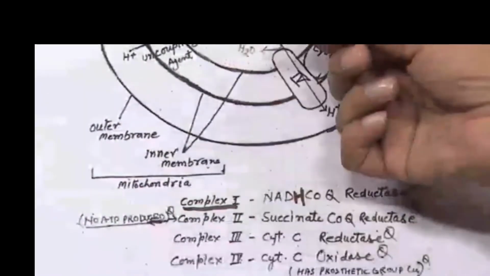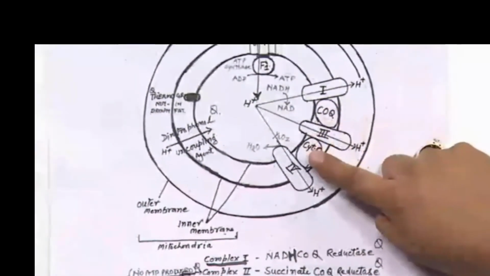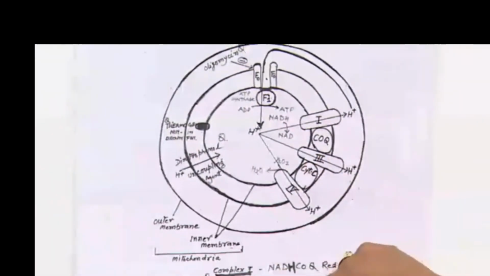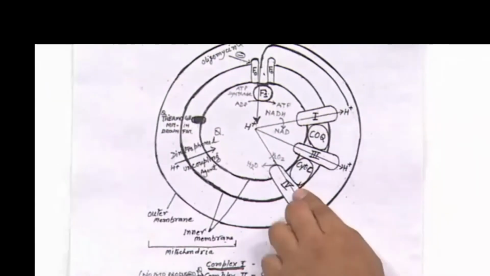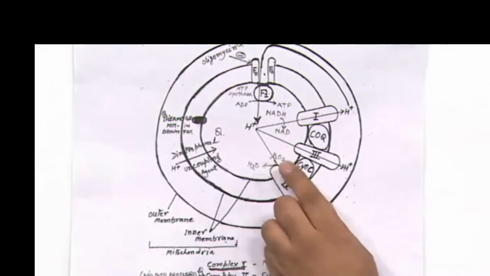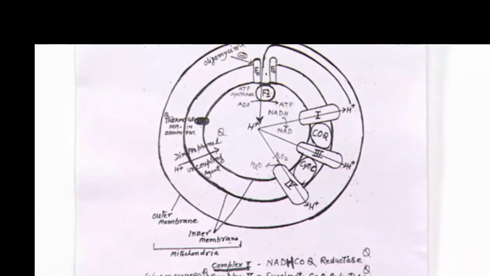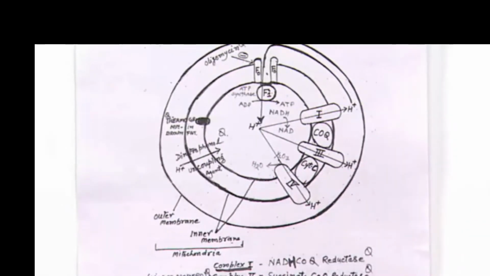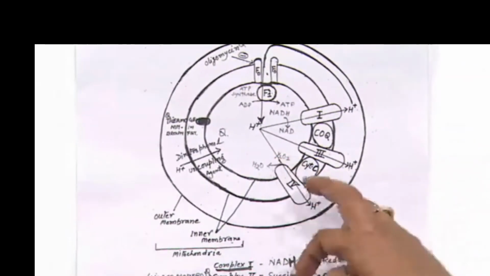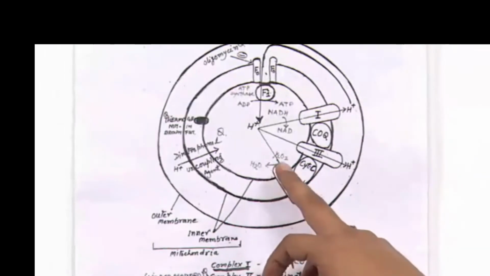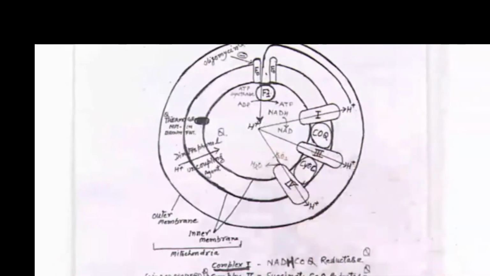Complex third takes hydrogen from coenzyme Q and gives it to cytochrome C. Cytochrome C is reduced. That is why complex third is called cytochrome C reductase. Complex 4 takes hydrogen from cytochrome C and gives it to oxygen. When it takes hydrogen, cytochrome C is oxidized. That is why complex 4 is called cytochrome C oxidase. Ultimately this hydrogen is given to oxygen. This question was asked in MEMS: the last acceptor of electron in the electron transport chain is oxygen.